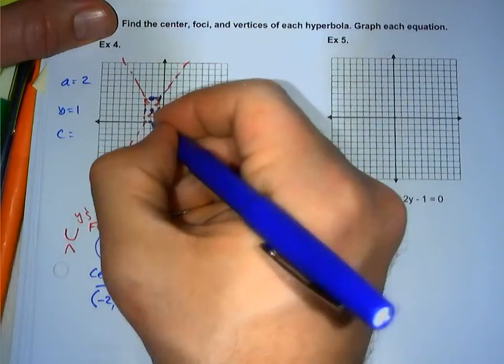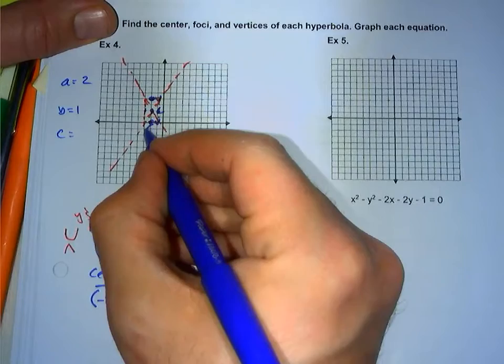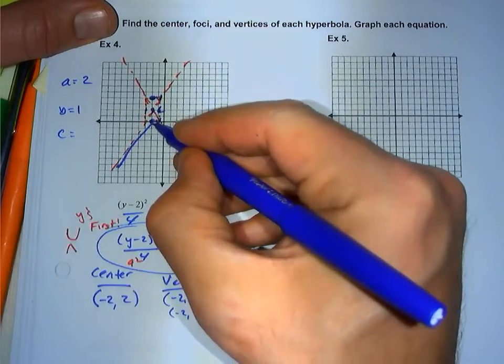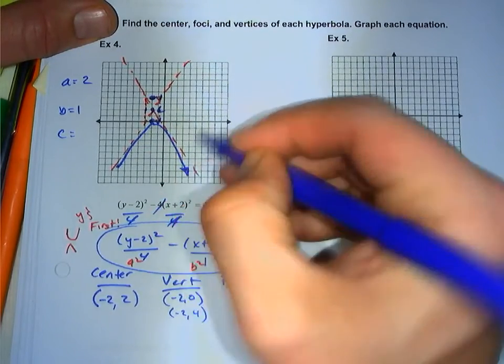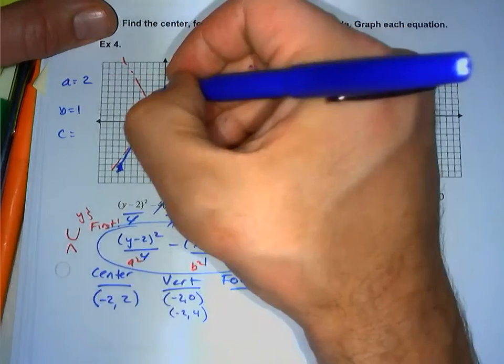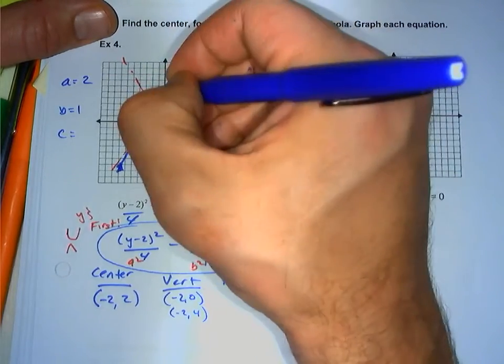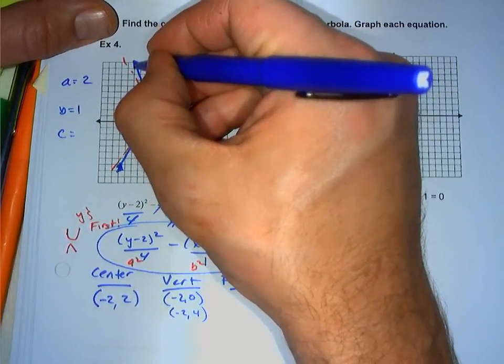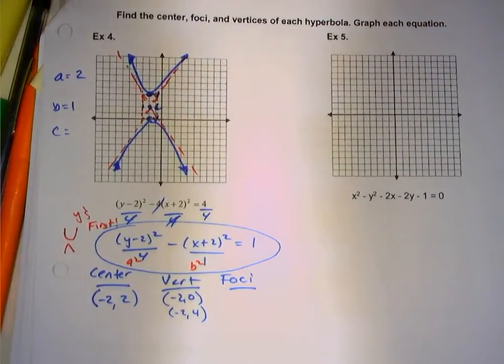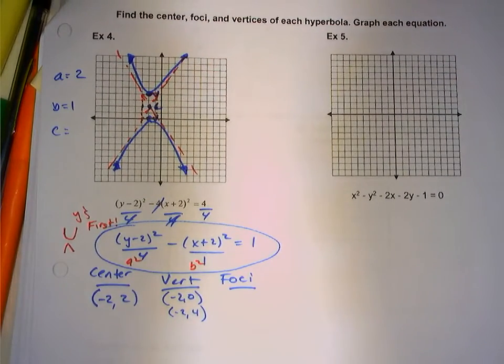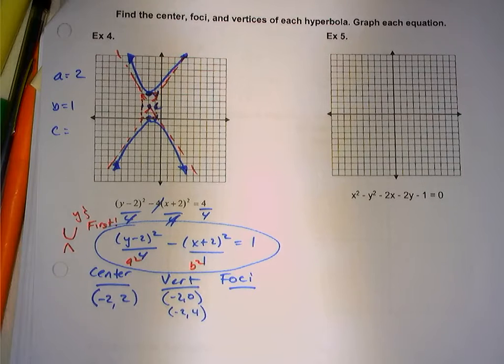So we use our vertices, that's where we start our hyperbola towards the asymptotes. And again, you guys should have arrows on the ends here, so that I know that you know that it goes on forever and ever. Little arrows. Yes, sir? For the center, why didn't you do the opposite?